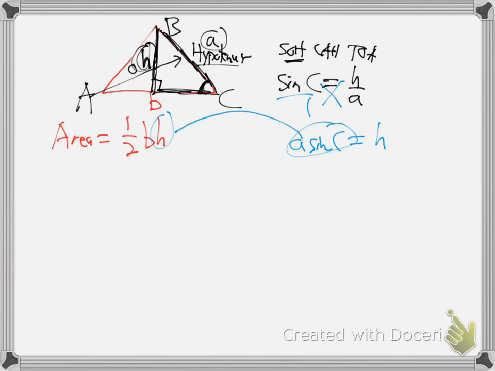I want to plug in right there for h. Area is 1/2 base times height. What's height? A sine c. There's their formula. There's the formula they just gave you. 1/2, 2 sides, sine of the other angle. That's all they did.